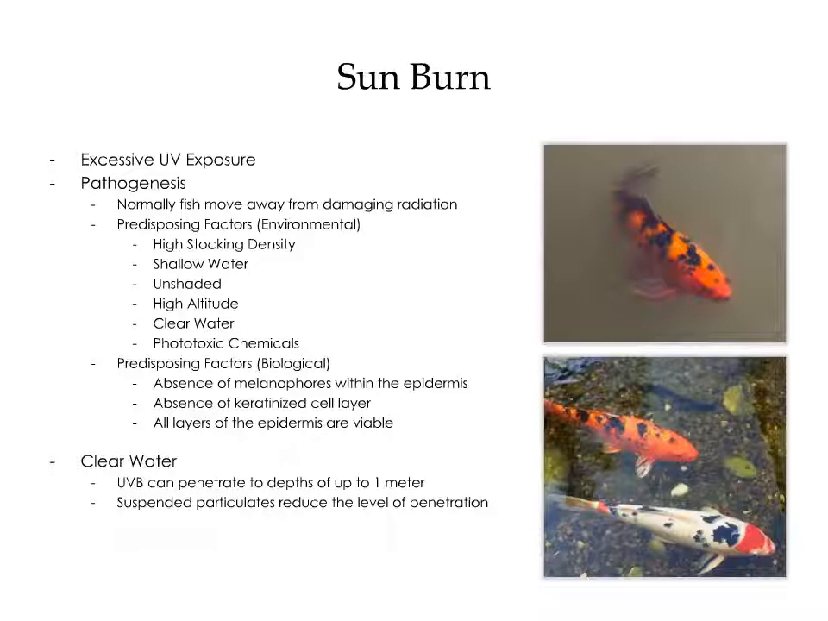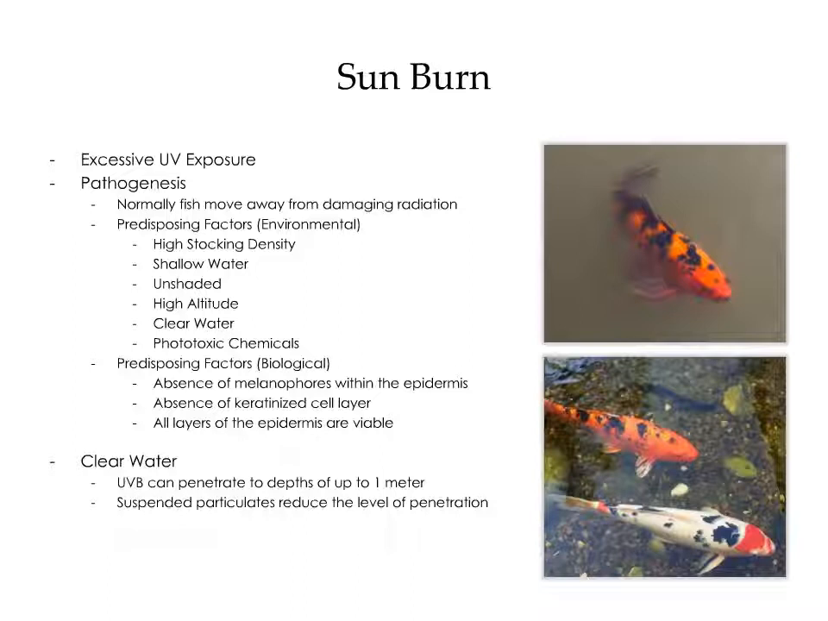As with terrestrial vertebrates, sunburn can occur in fish and is the result of excessive UV exposure. Normally, fish move away from damaging radiation. However, in a captive setting, options may be limited. Predisposing factors in the environment include high stocking density, shallow water, a lack of shade, high altitude where the air is thinner, clear water, and exposure to phototoxic chemicals which increase photosensitivity.